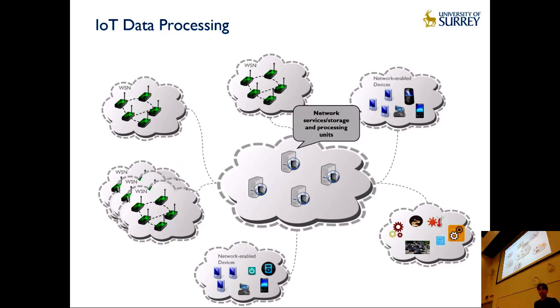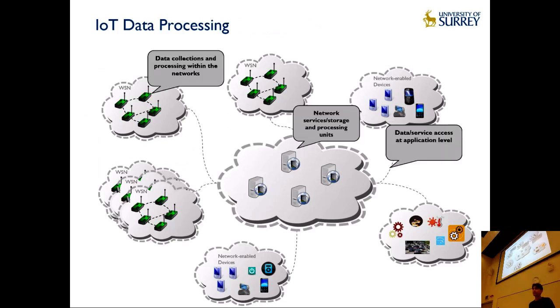Starting with data processing, the processing of data, as we said, can happen on the source. You can collect the data, and aggregate and analyze it on the source itself. It can happen on the network services, or on a gateway, if you have a gateway here.